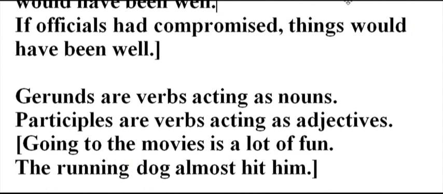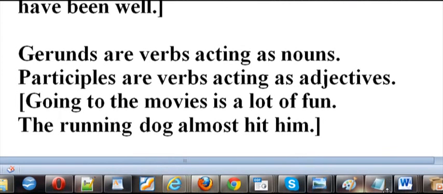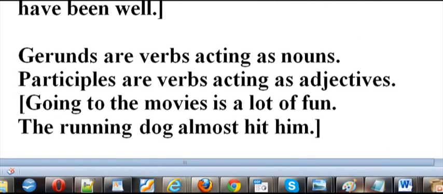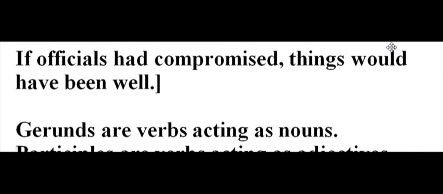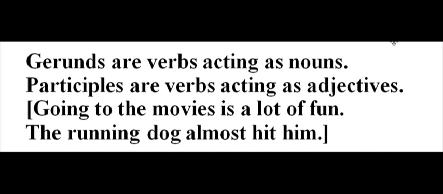We covered gerunds in a previous video, but gerunds are simply verbs that are acting as nouns and they end in ing. Participles are verbs that are acting as adjectives. Going to the movies is a lot of fun. Going is a gerund because go is a verb. If we add ing, we make it a noun. It's no longer a verb, it's a thing. Going, the act of going, the process of going.